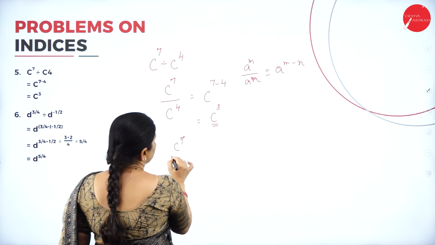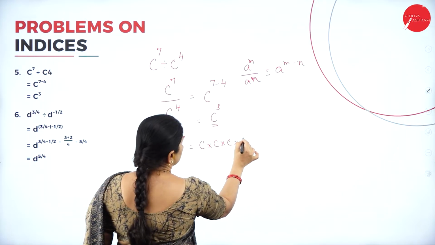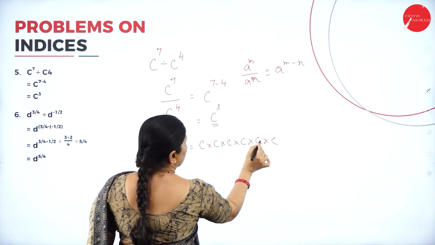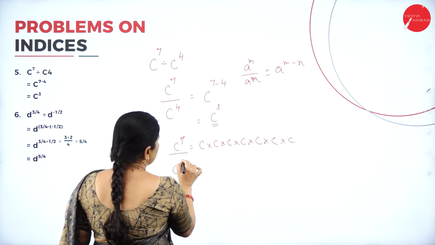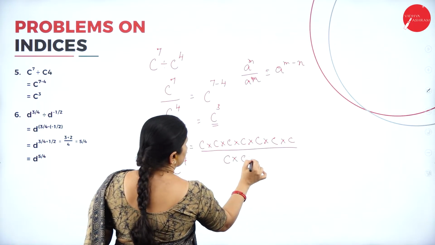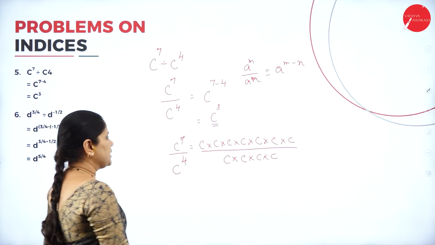So, C to the power 7 equals C into C into C into C into C into C into C. 1, 2, 3, 4, 5, 6, 7. So, C to the power 7 by C to the power 4, that is C into C into C into C. Now, what is the answer I am getting?